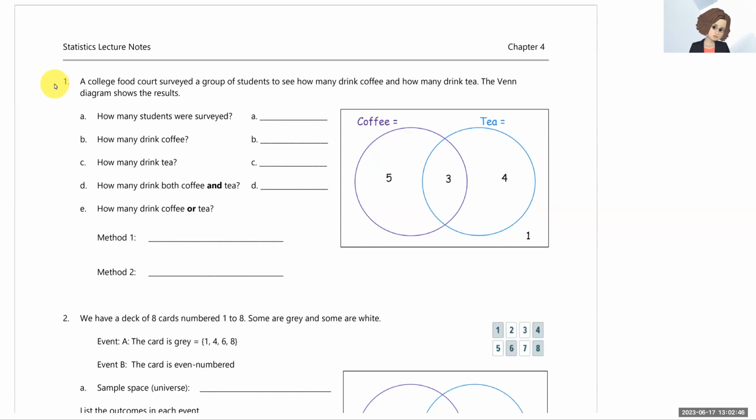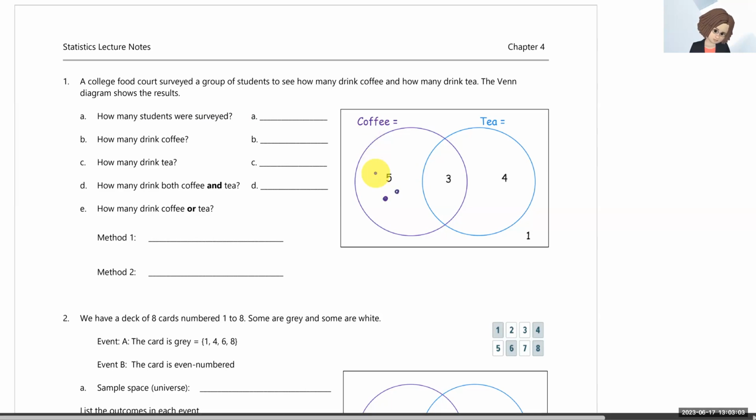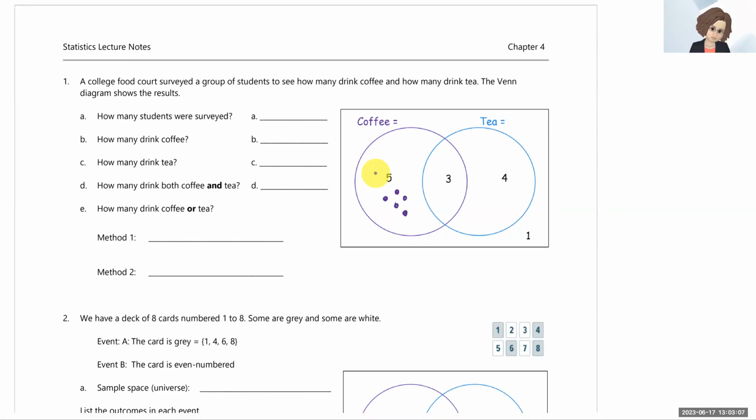Number 1, a college food court surveyed a group of students to see how many drink coffee and how many drink tea. Our Venn diagram shows those results. We're going to start with how many students were surveyed. I'm just going to draw some dots here to represent my people. In this part of the Venn diagram, I have 5 students, 1, 2, 3, 4, 5. And then I have 3 students there, 4 students there, and then 1 student there.